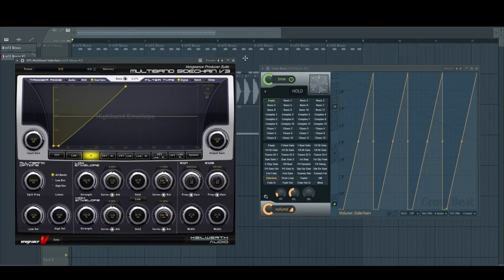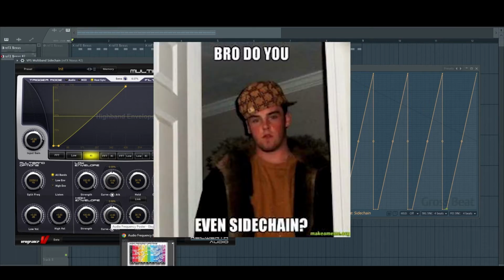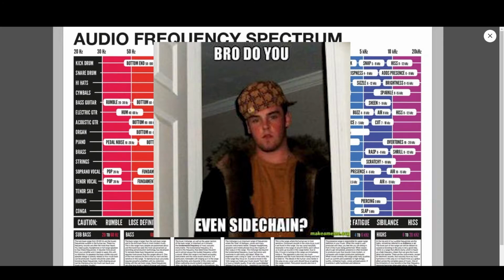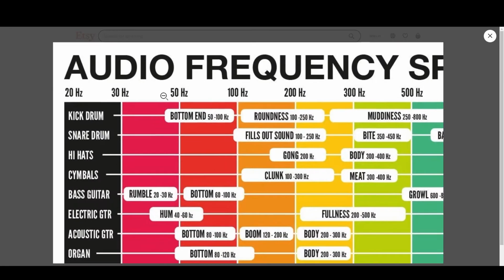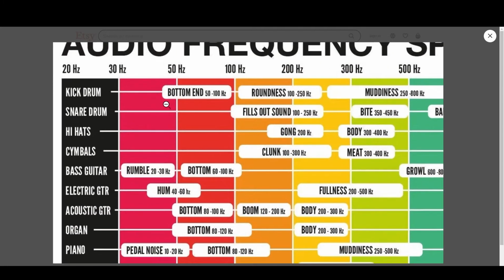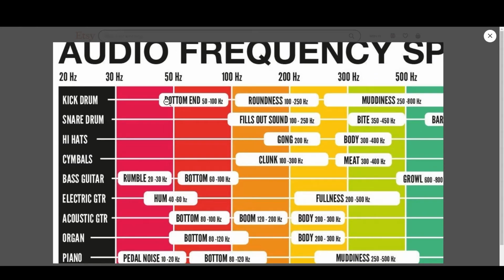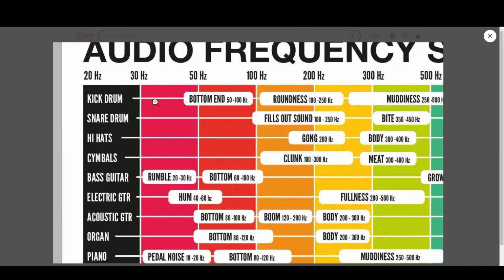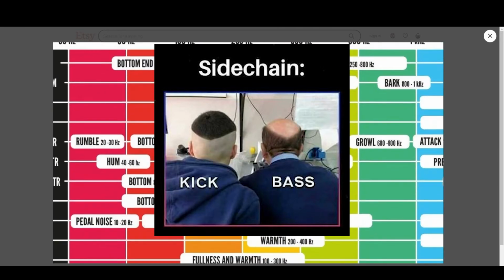Now, first of all, you've got to ask yourself, why are you sidechaining in the first place? Are you just doing it because everyone else is doing it? And why would you want to sidechain? This is an audio spectrum frequency chart, not exactly for dance music, but same principle. So basically you've got your low end, your bass, deep, and you've got your kick drum, that's low. Bass, low, kick drum, low. So they're around this area.